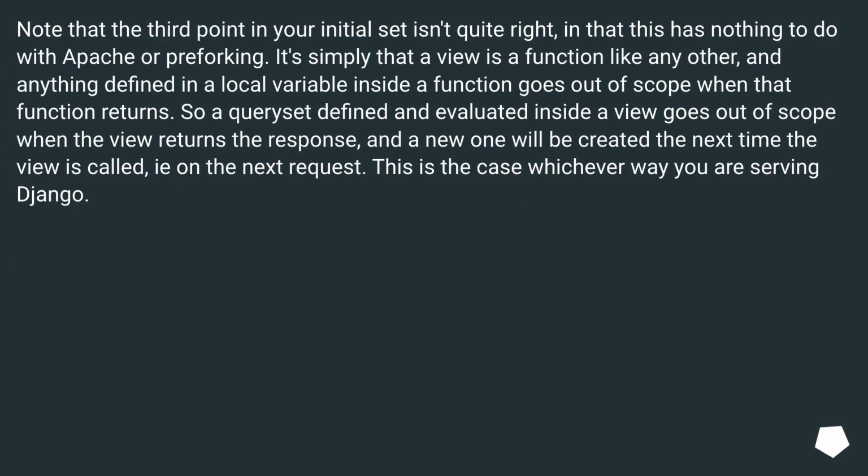Note that the third point in your initial set isn't quite right, in that this has nothing to do with Apache or preforking. It's simply that a view is a function like any other, and anything defined in a local variable inside a function goes out of scope when that function returns. So a query set defined and evaluated inside a view goes out of scope when the view returns the response, and a new one will be created the next time the view is called, on the next request. This is the case whichever way you are serving Django.